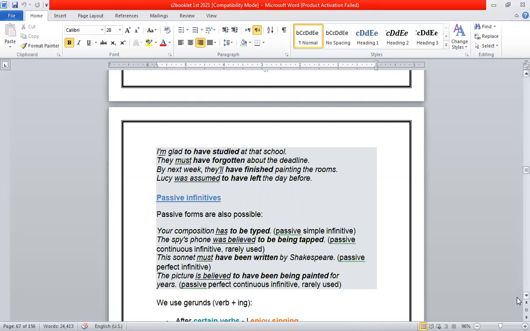Number two: they must have forgotten about the deadline. So they forgot about the deadline, and now they don't know what to do. So there is a problem now because they forgot the deadline in the past. Lucy was assumed to have left the day before. Here we talk about two actions at two different times. She left, then they assume that she must have left in the past.